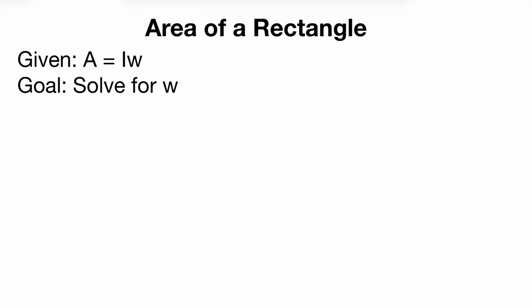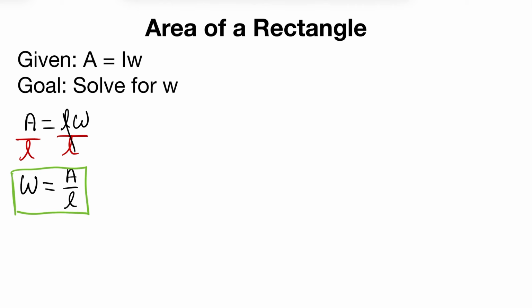I'll rewrite the equation. That is A equals LW. So let's go ahead and divide by L on both sides to isolate that W. And you see here that the L's cancel out. And so we are left with W equals A over L. And that is the final answer.